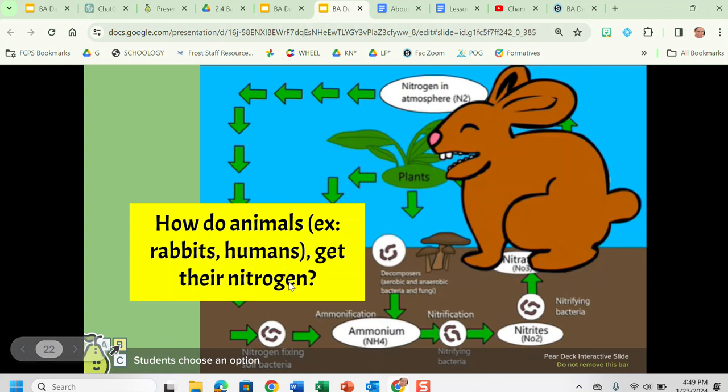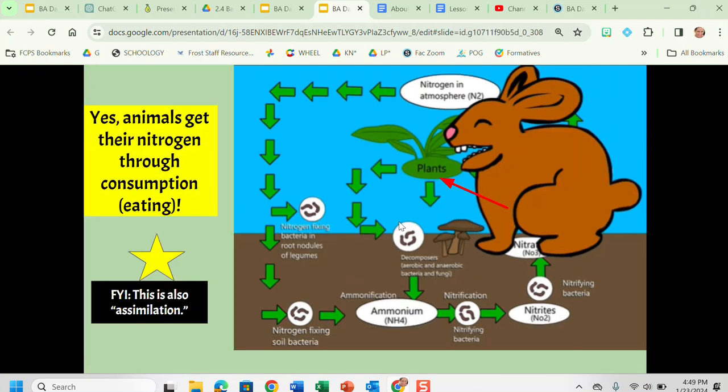How do animals get their nitrogen? By eating plants, which is consumption, and we can call this assimilation also.